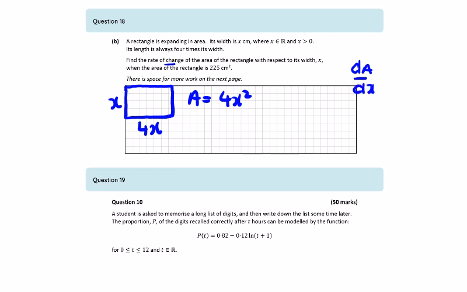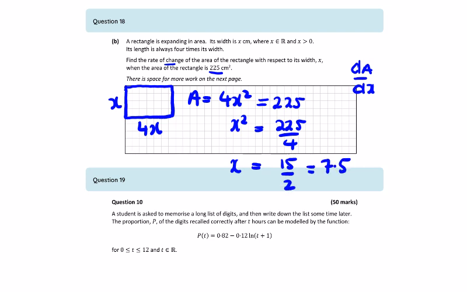And what are we told? When the area is 225, so the area has to be equal to 225. So x squared will be 225 over 4. We can get the square root of both of those. x is equal to the square root of 225, which is 15, and the square root of 4 is 2. So we're looking for dA/dx when x is 7.5.